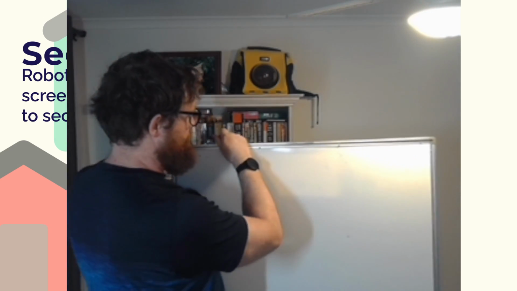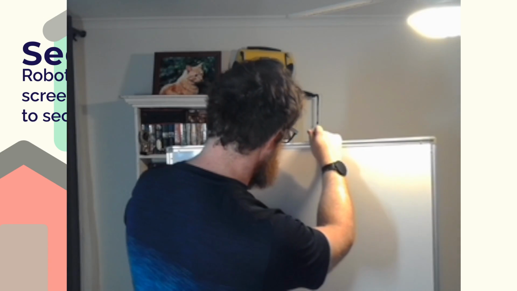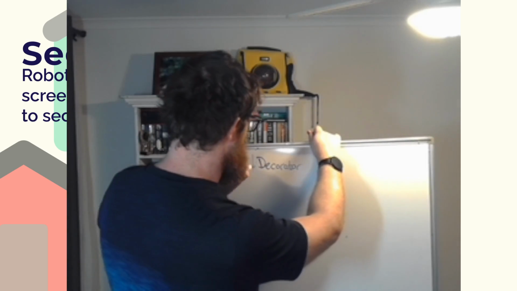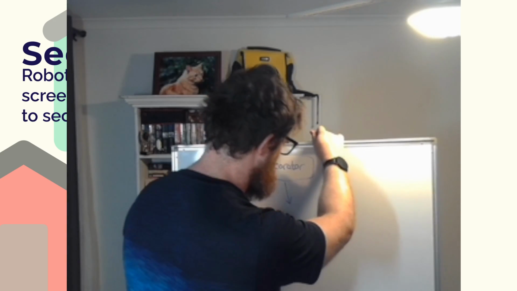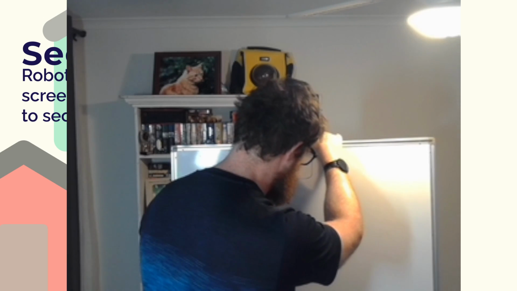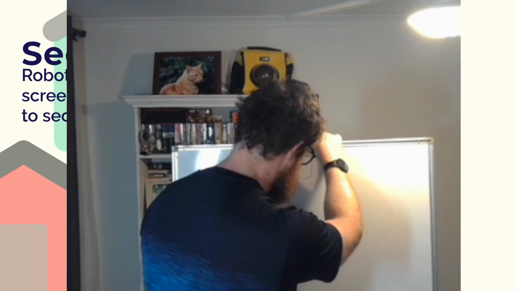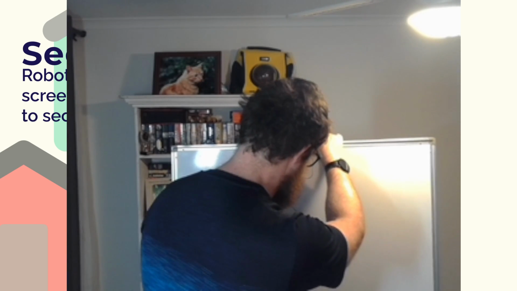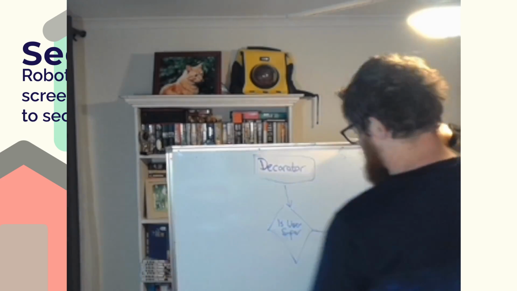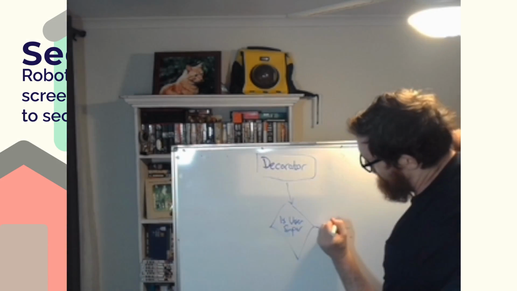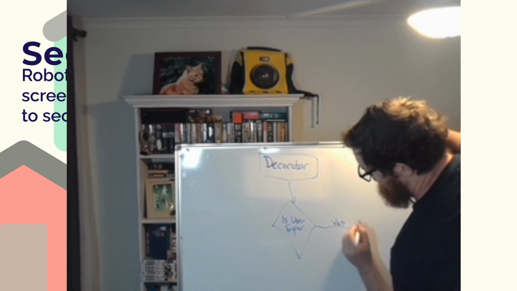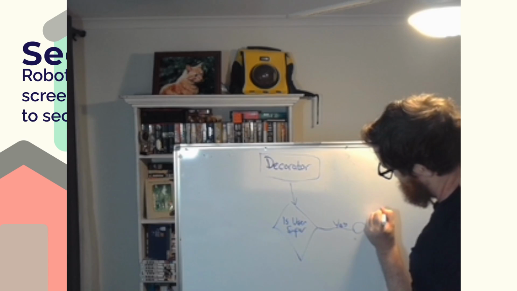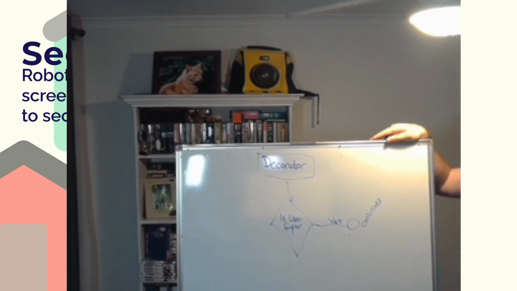So, decorator. I'm just doing it as a box. Is user super? So if they're a super user, we want to go yes, and it just continues. All right. So no issues whatsoever.